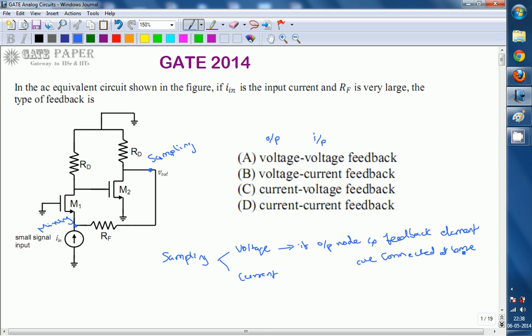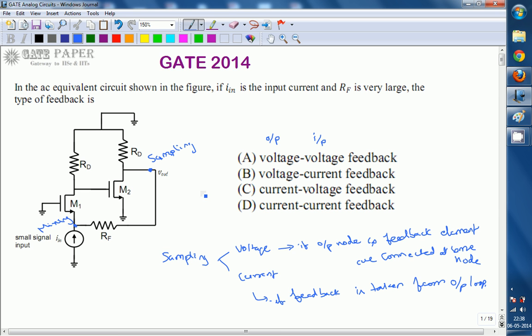And if it is not that way, that is, if the feedback is taken from the output loop, then it is a current sample. Voltage sample is when the output node and feedback element are connected at the same node, and if feedback is taken from the output loop instead of the output node, it is called a current sample.